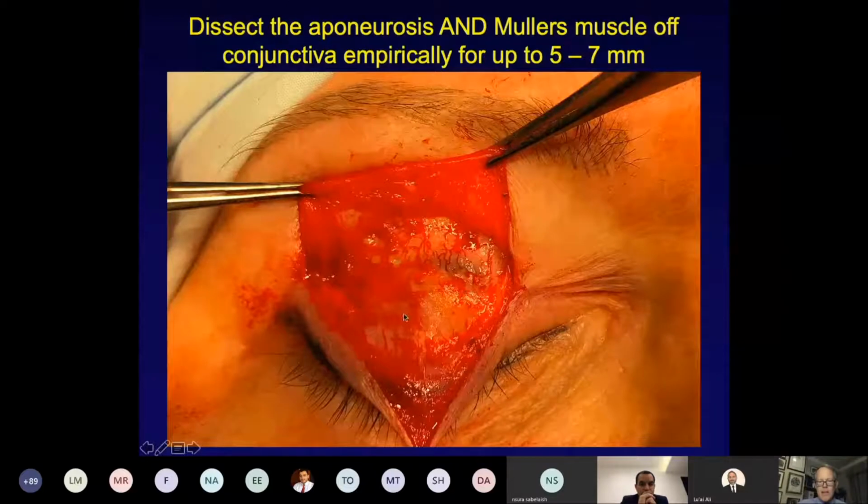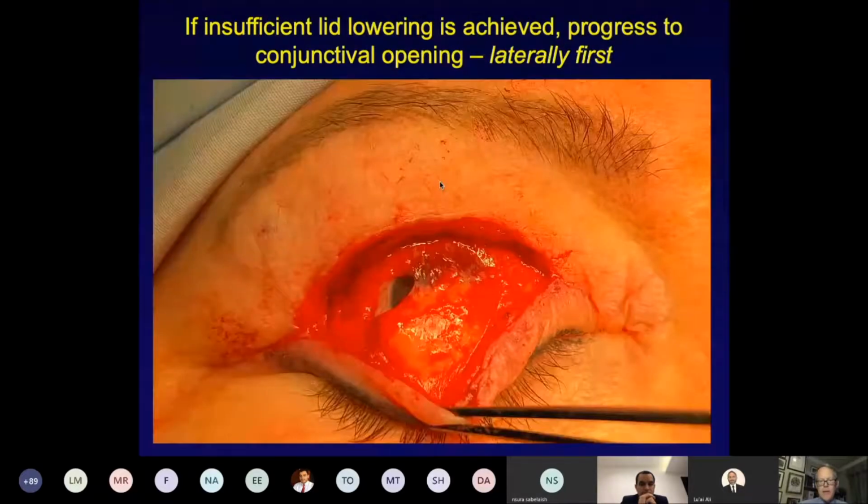And so here you see, here's the conjunctiva, here's the top of the tarsus, here's the conjunctiva, and the Mullers is now on the back of the apo because I've taken my dissection and I've stayed hard on the tarsus, hard on the conjunctiva here, the big beefy vessels, and the Mullers has come off with the apo. And I do this empirically, and I go up and up for 5 to 7 millimeters, constantly checking the height on the table. And if you haven't got enough, okay, then you can open the conjunctiva.